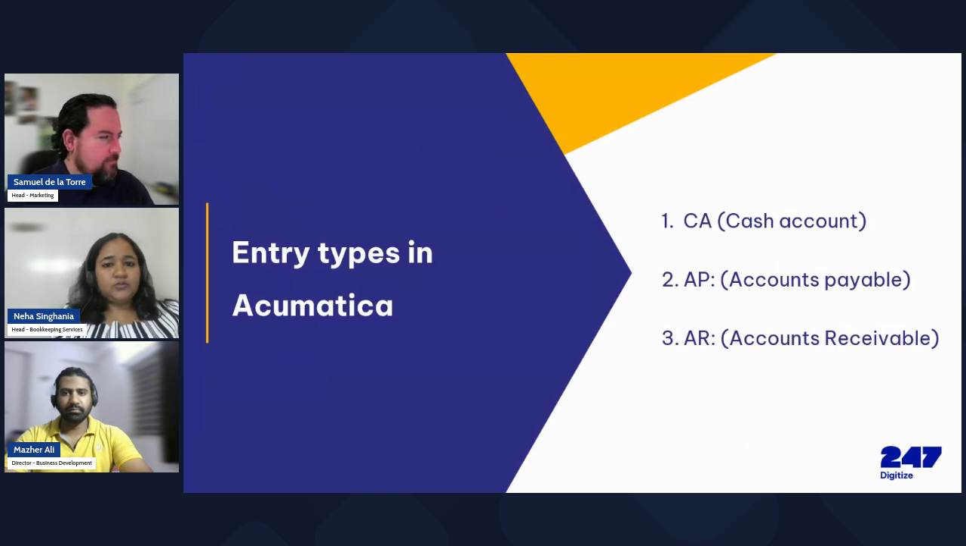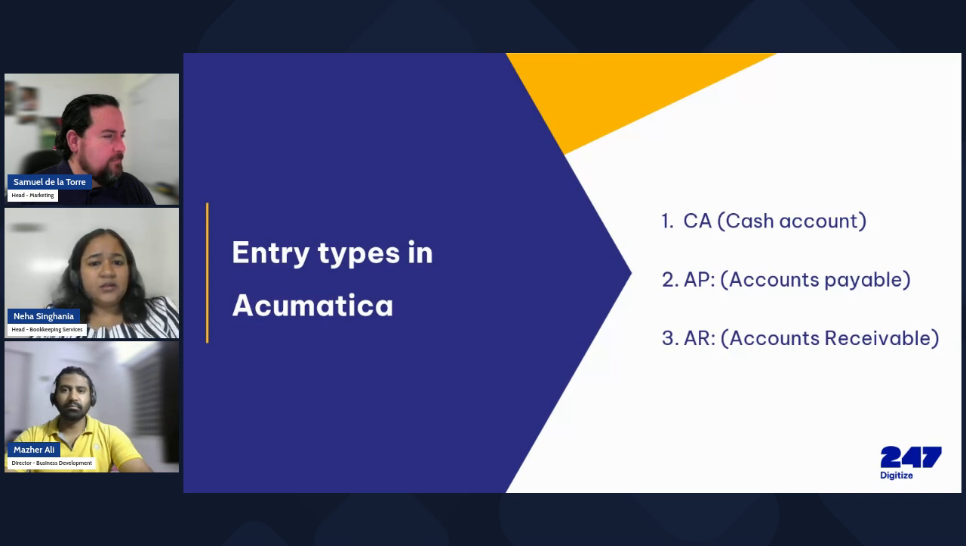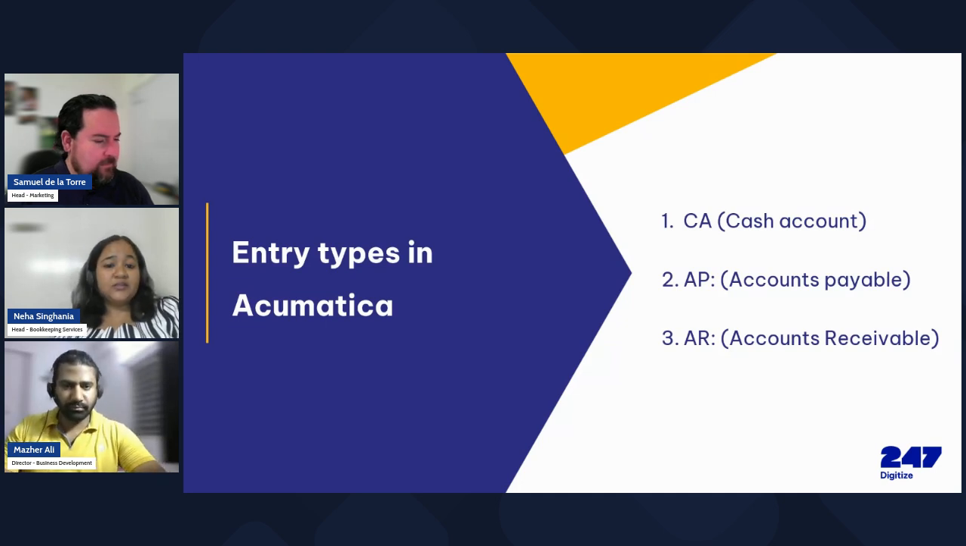We'll now cover the three types of entry types in Acumatica. CA, or cash account. This is used for transactions like receipts, disbursements, or recording bank service charges. It impacts the balances of general ledger accounts without affecting customer or vendor balances directly. This is typically used in cash management, accounts receivable, and accounts payable forms.